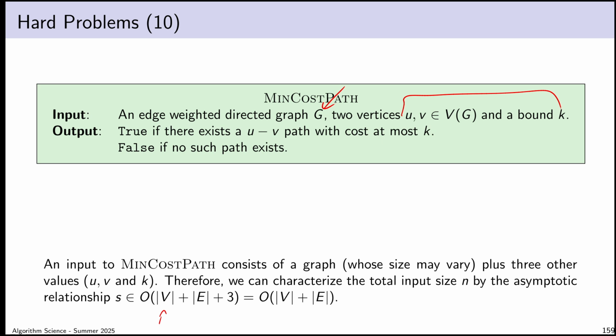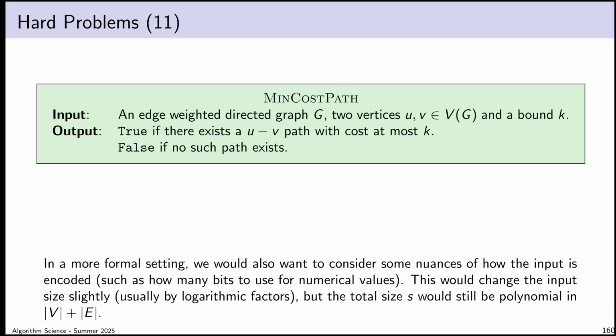Therefore, it is reasonable, because we know that the size of the input is proportional to V plus E if we use an adjacency list, and we know that the Bellman-Ford algorithm has a running time that is polynomial in this expression, that it is possible to solve the min-cost path problem in polynomial time.